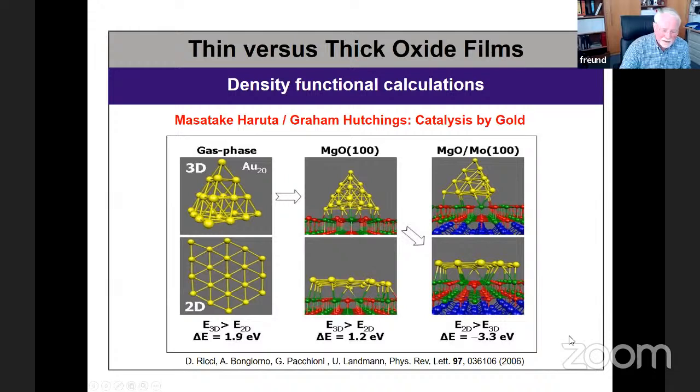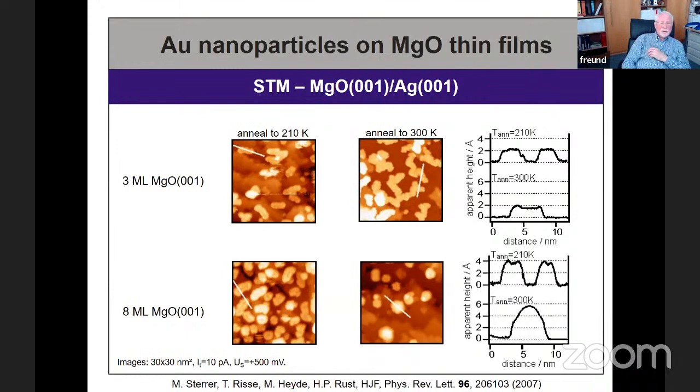And we took this up and said, can we actually do this in reality? And Martin Sterrer, who was the leading postdoc at the time here, showed that when you grow these very thin films, you grow flat gold particles on this film. However, if you increase the thickness of the film, already at 8 monolayers, you basically only create three-dimensional particles. And we thought this must be due to the prediction that was made based on the theoretical calculations. And so we moved on to look at this in more detail.